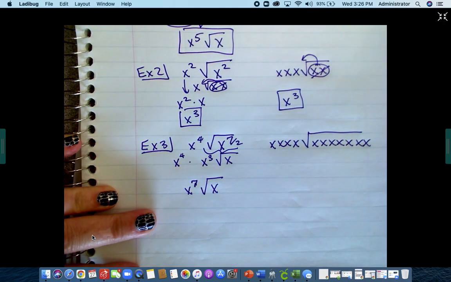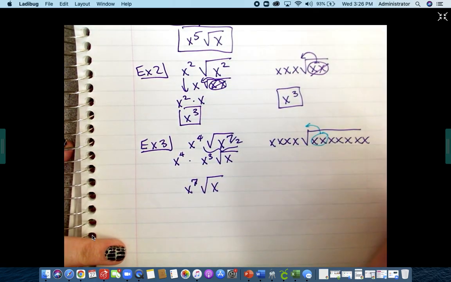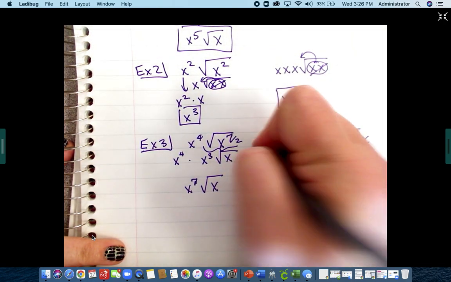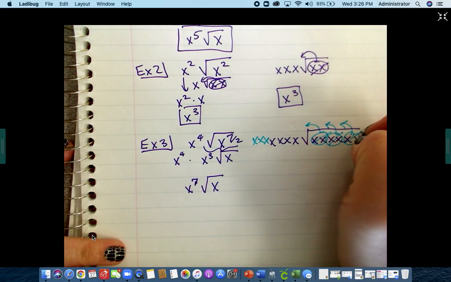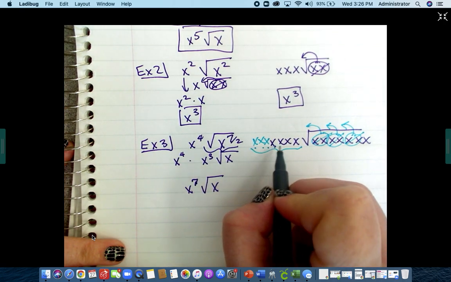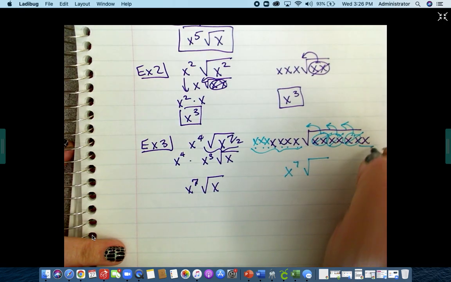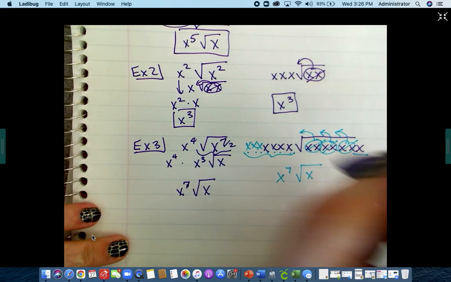Let's switch colors. So if I have a pair, if I pair it up, 1 comes out. For every pair, 1 comes out. So how many x's is this total? 1, 2, 3, 4, 5, 6, 7. And how many remain? 1. So that's going to take care of it.